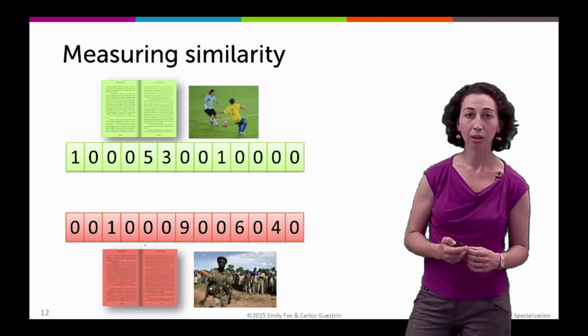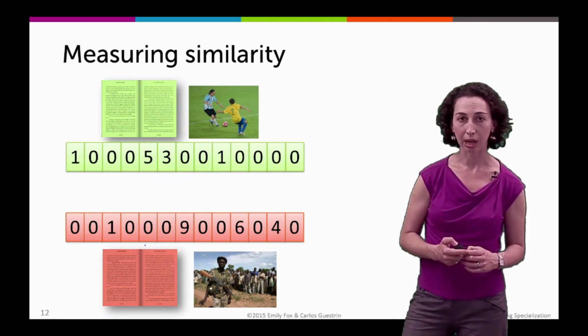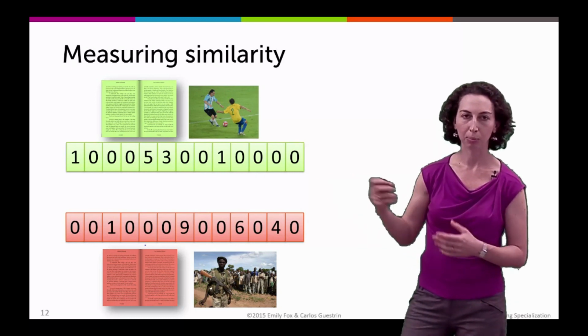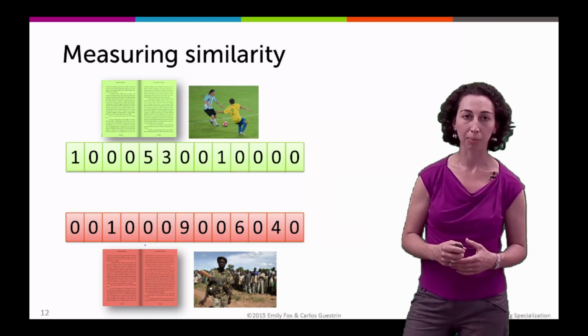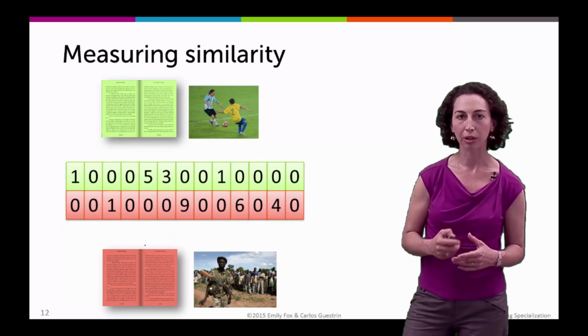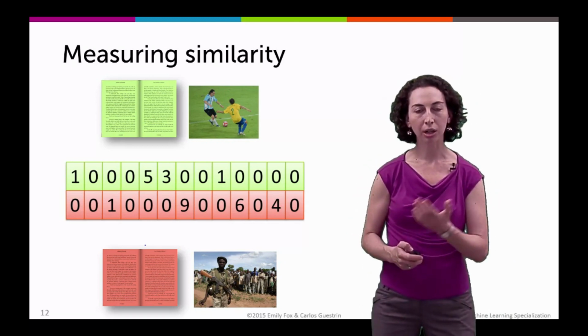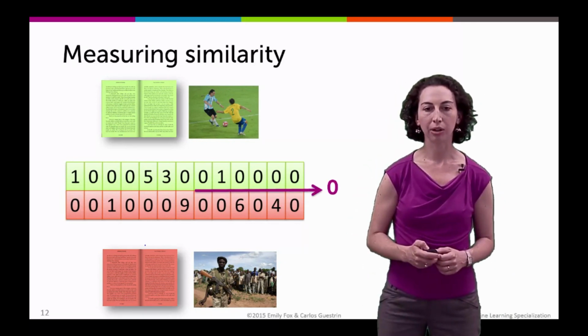But now let's compare to another article, which happens to be something about a conflict in Africa. And so I'm providing the examples of word counts that appear in this article. And what we see is when we go to measure the similarities between these articles using the method that I described of element-wise product and then adding, the similarity here in this case is 0.